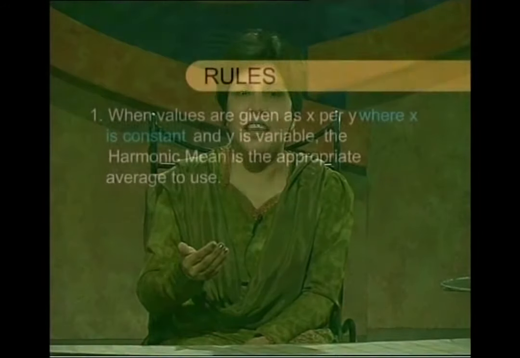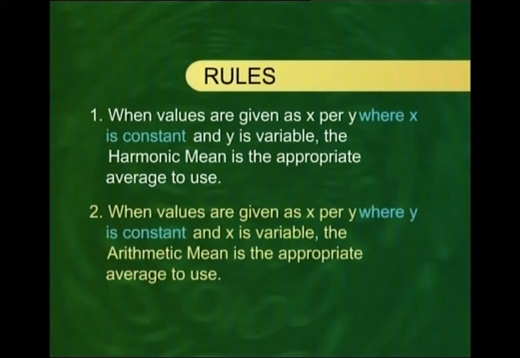I hope that this lengthy discussion has conveyed to you the point that whenever we have such values which are representing rates x per y, and then we have a situation that the numerator x in that problem is constant but the denominator y is varying, then it is the harmonic mean and not the arithmetic mean which is the suitable average. Aur us situation mein hum kya karenge?